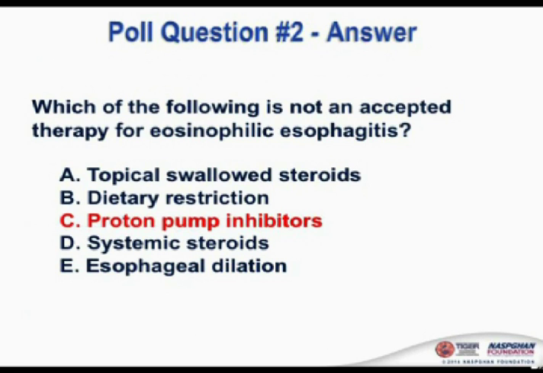So the answer to the second poll question is C, proton pump inhibitors. And again, the reason is that proton pump inhibitors alone aren't a therapy for EoE. They can be used to treat symptoms related to EoE in terms of secondary reflux, but the other answers you see on the slide are actually true treatments for EoE that are used by physicians and subspecialists.